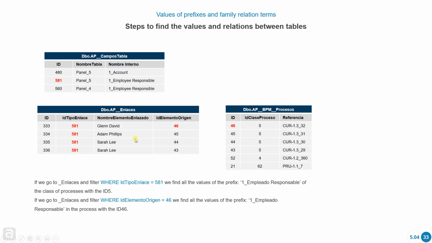Now, if I want to filter and find only the value of a unique process, then here I could also filter by the ID of the process. In order to find the information of the processes, we can always go to the table Procesos, search the ID, and use it to filter this information.